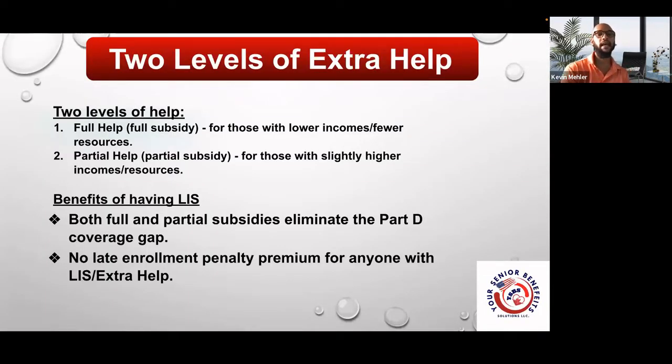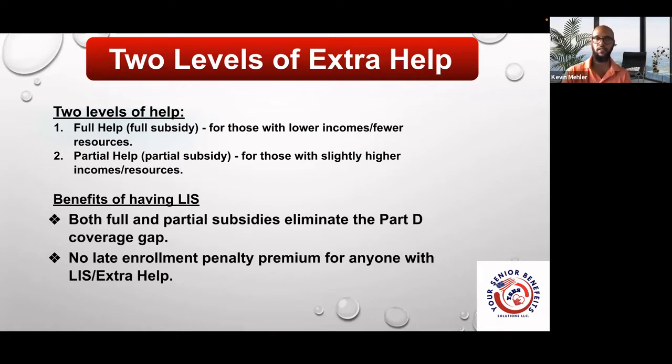All right, guys. And so you might wonder what are the benefits of actually having the extra help program, right? Or LIS, which is called low income subsidy. Extra help and low income subsidy are the same. Okay. And I'll go a little bit further into detail in just a second. But basically, both full and partial subsidies, as I mentioned, do eliminate the Part D coverage gap. Okay. And we'll go into what the coverage gap is.